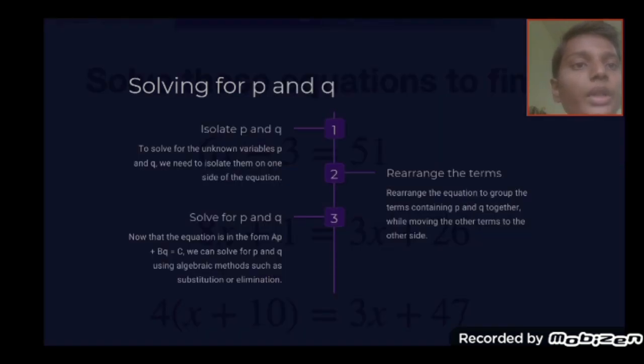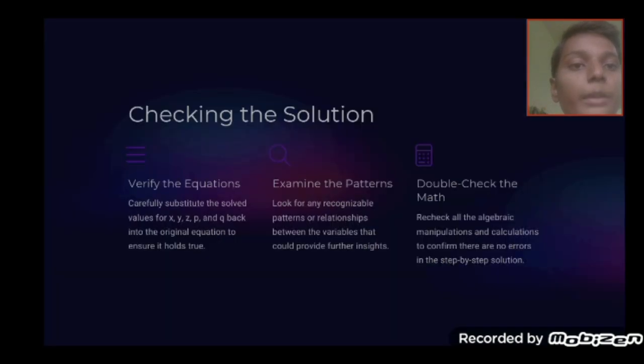Solving for p and q. First one, isolate p and q. To solve for the unknown variables p and q, we need to isolate them on one side of the equation. Second one, rearrange the terms: rearrange the equation to group the terms containing p and q together while moving the other terms to the other side. Third one, solve for p and q. Now the equation is in the form of ap + bq = c. We can solve for p and q using algebraic methods such as substitution or elimination.